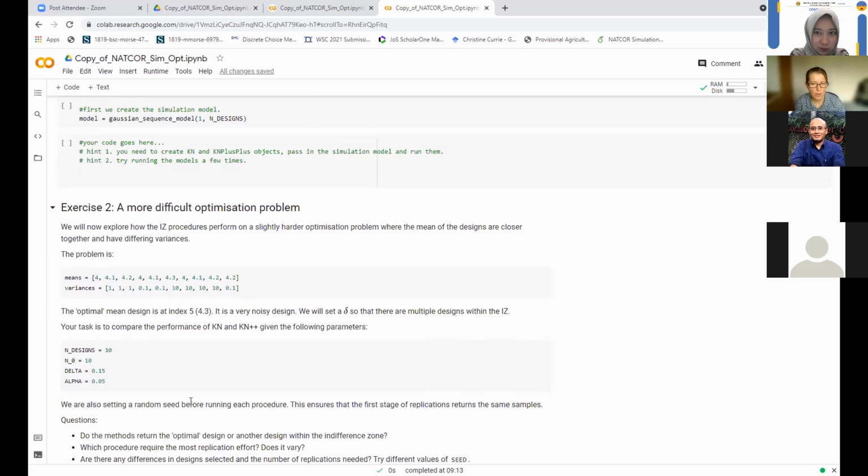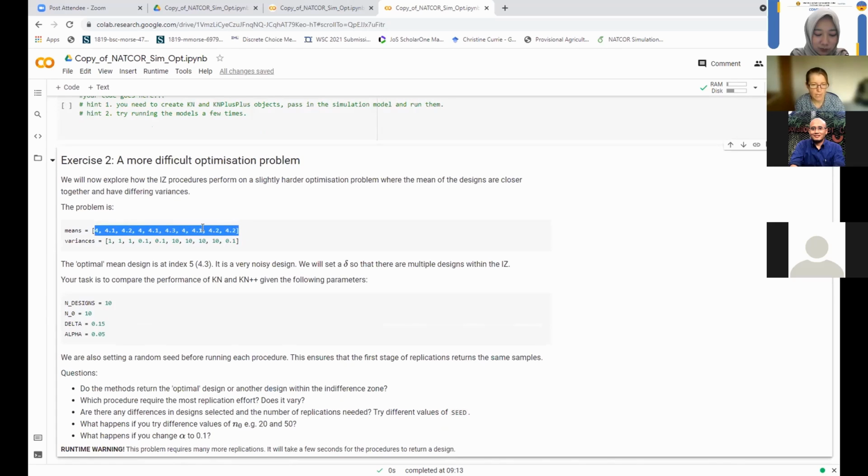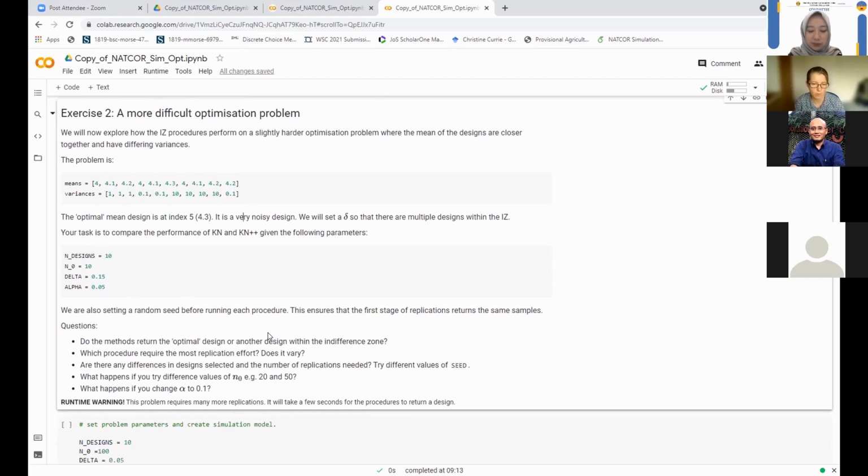Exercise 2 looks at a harder problem, and you can see immediately how difficult it is by looking at the mean. There are several values here that have pretty similar means. The best, if we're looking at the highest value, is this 4.3, but the variances are quite different and in actual fact quite high, certainly for the best option and some around it. So you've got a very noisy design. And to look at KN and KN++ with the following parameters. What you find is they don't always return that optimal design. Are they returning a design within the indifference zone? Have a look at that.